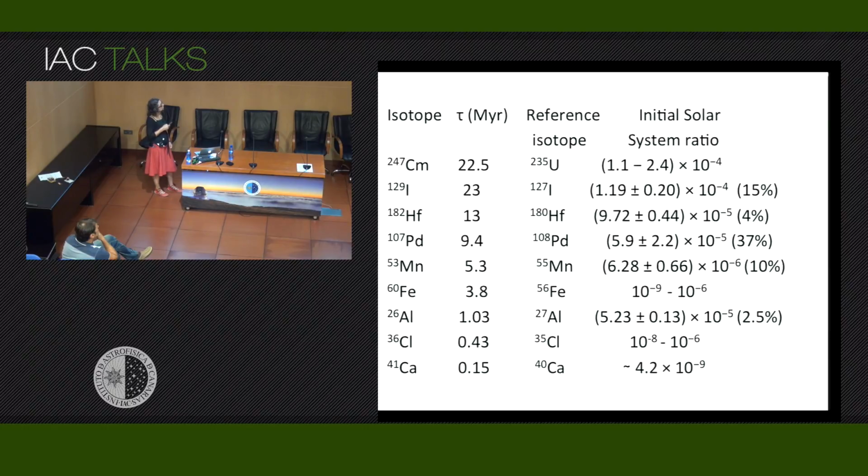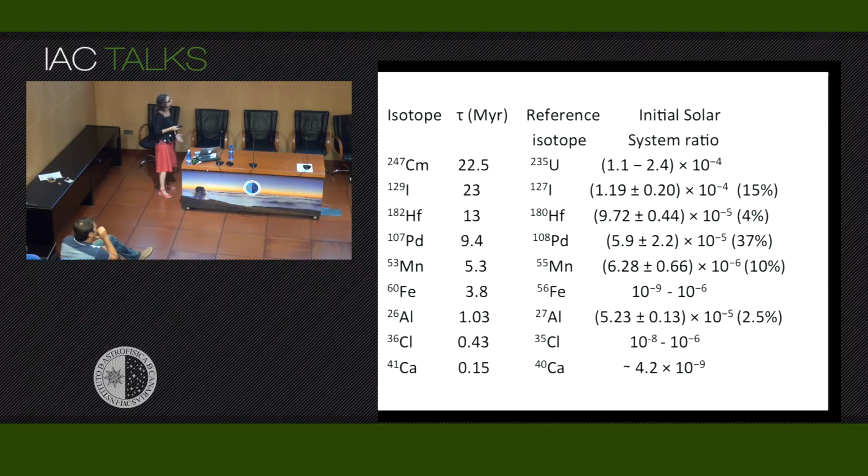Hafnium 182 is now well within 4%. And then we go to other situations where, well, we know that these nuclei were there, but we're not 100% sure on the right number to put here. For example, for this palladium 107, there's a 40% uncertainty.